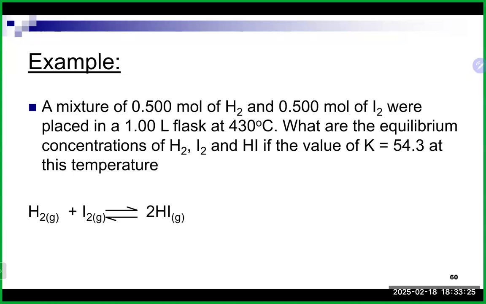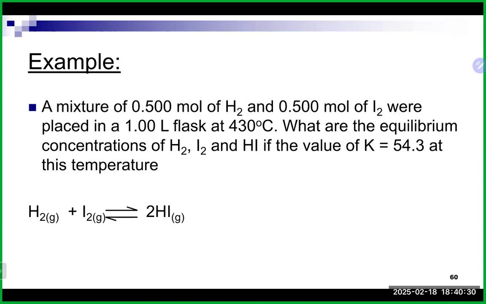We want the equilibrium concentrations of everybody here for this equation. K value is 54.3, and we got 0.5 moles of H2, 0.5 moles of I2 in a 1 liter flask. What is everybody's equilibrium concentration? So see what you come up with. Okay, so let's take a look, see how you're doing.